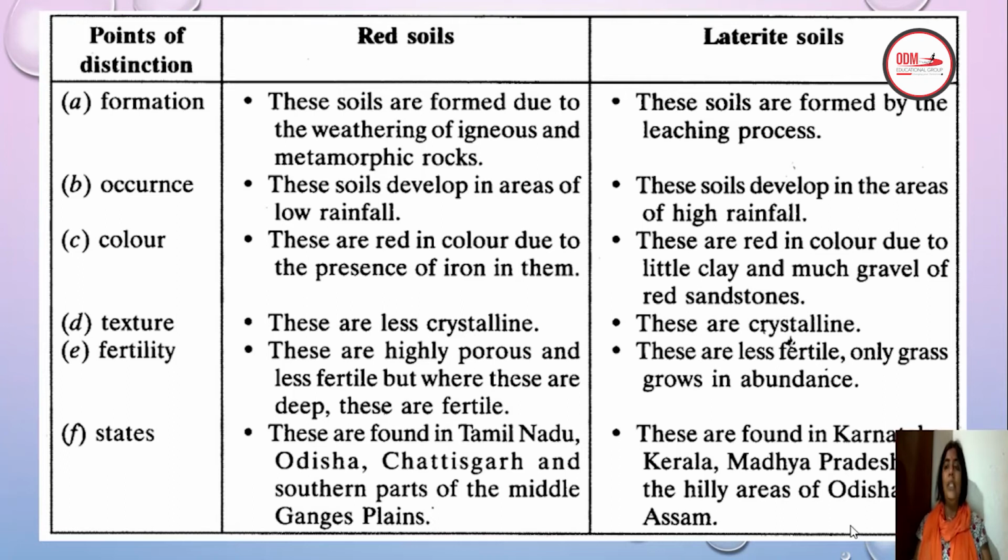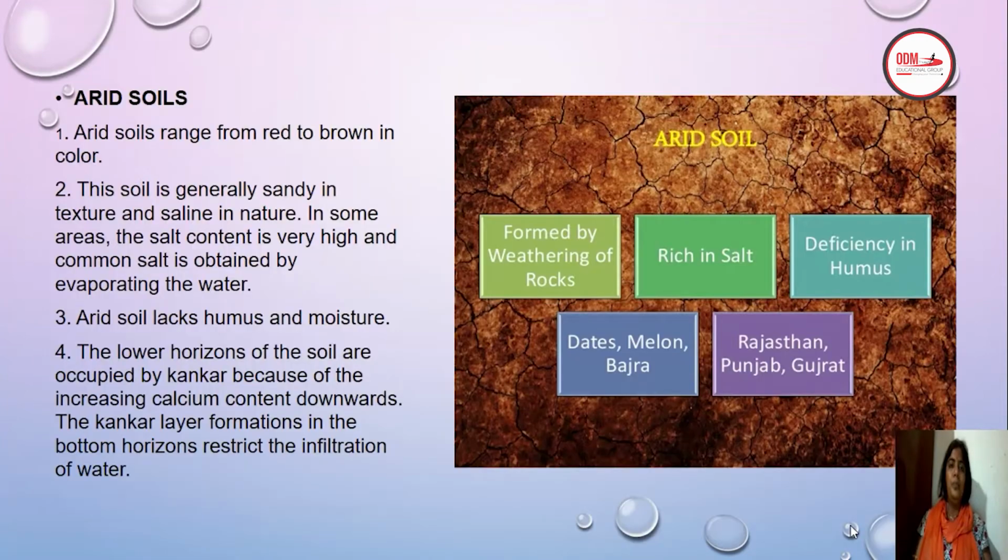Laterite soil. These soils are formed by the leaching process. These soils develop in the areas of high rainfall. These are red in color due to little clay and much gravel of red sandstones. These are crystalline. These are less fertile. Only grass grows in abundance. Then these are found in Karnataka, Kerala, Madhya Pradesh, and the hilly areas of Odisha and Assam.